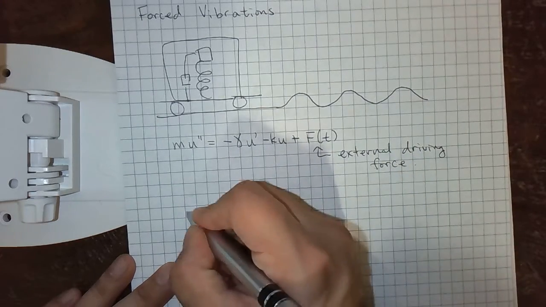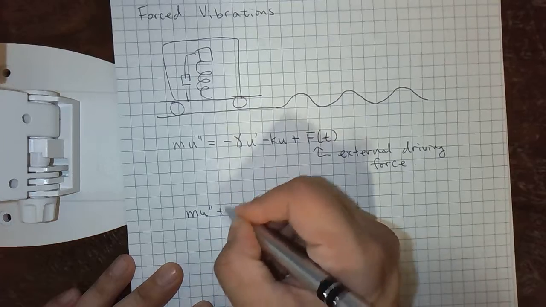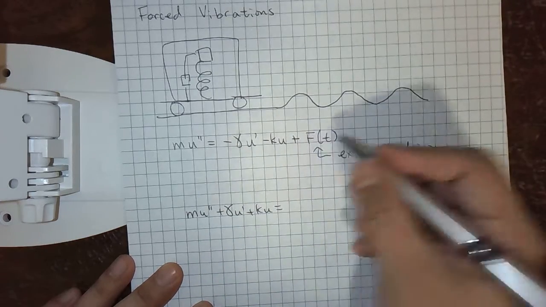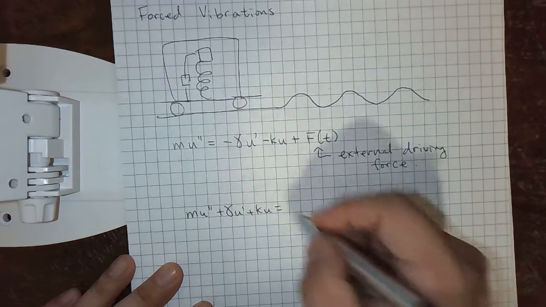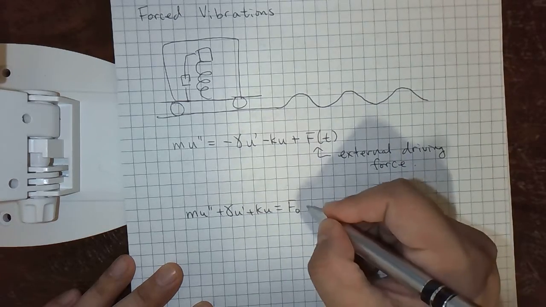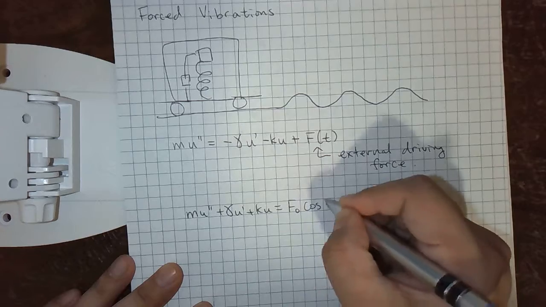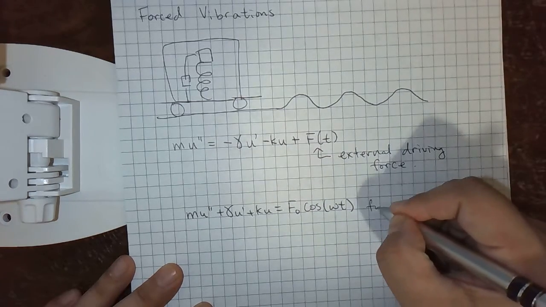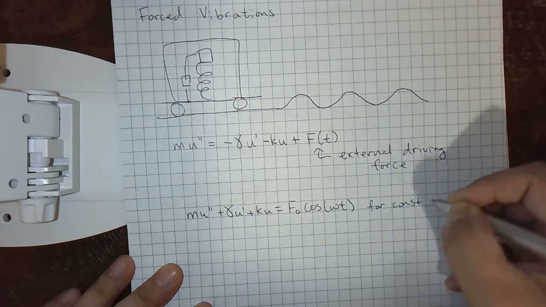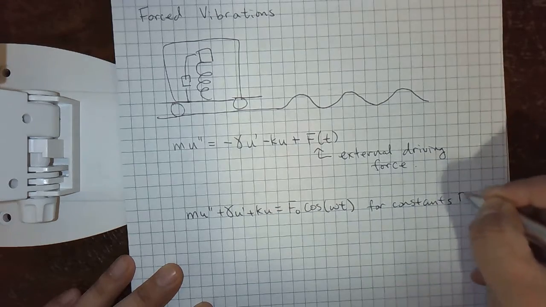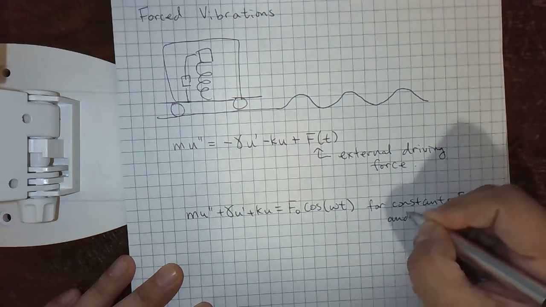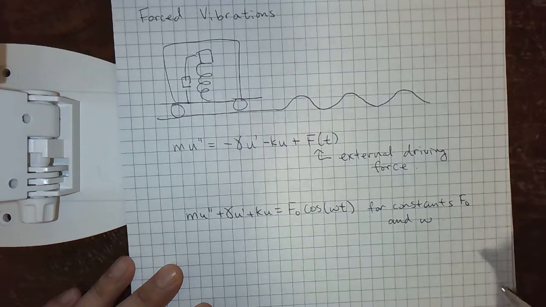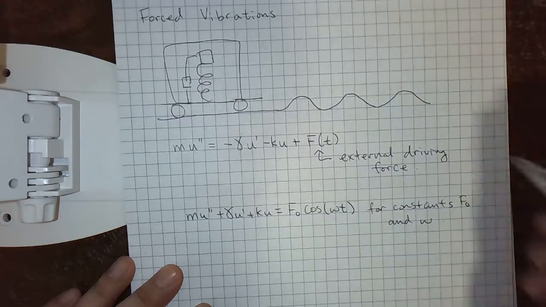So we'll collect everything over here with the u's. And then our f of t is usually going to be something like f naught times cosine of omega t for constants f naught and omega. So this tells you how big the force is, and then this tells you how much we're oscillating.